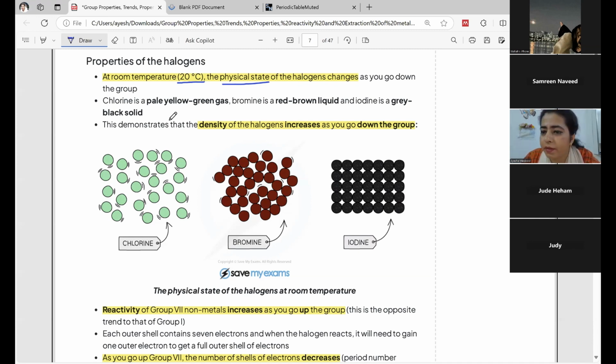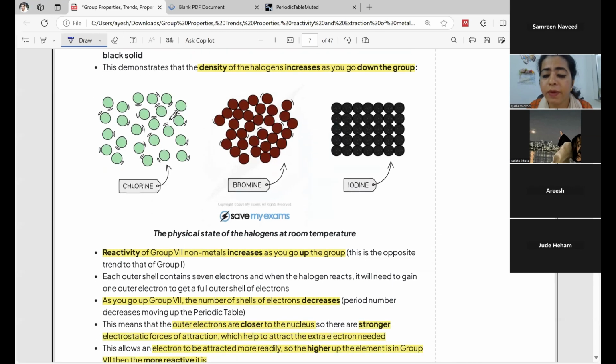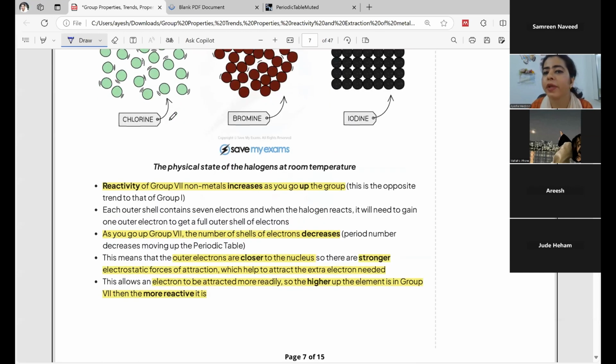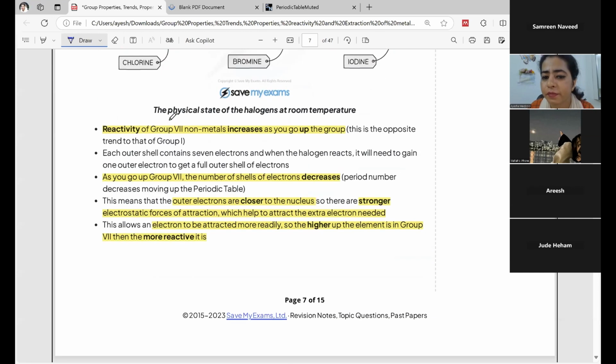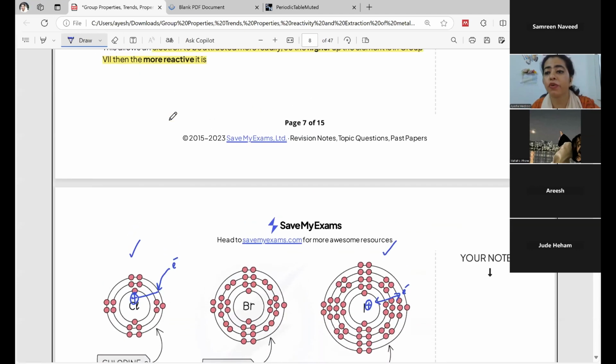Yes, Samreen. Miss, we said in the metals, if there are more shells, it's easy to lose electrons because they are far away from the nucleus, right? And in the non-metals, if there are more shells, I didn't get how it is, because in the non-metals they are gaining electrons. In non-metals, what we have to do, loss of electron or gain of electron? Gain of electron. And metal was loss of electron.